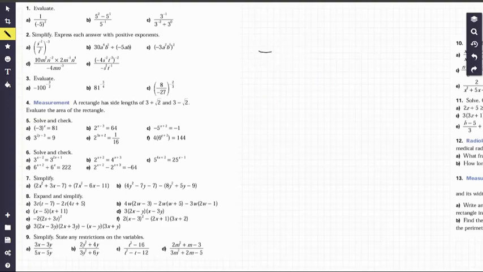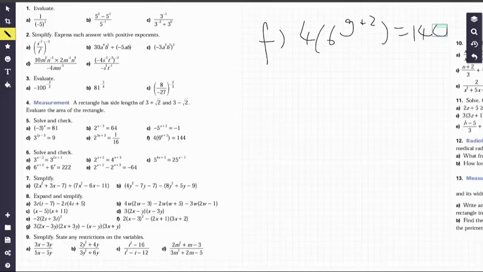And then I'm going to do a little harder one, which is f. 4 times 6 to the g plus 2 equals 144. So 144, let's just divide that right away by 4. So 6 to the g plus 2 equals 144 divided by 4. That is 36. Yep.